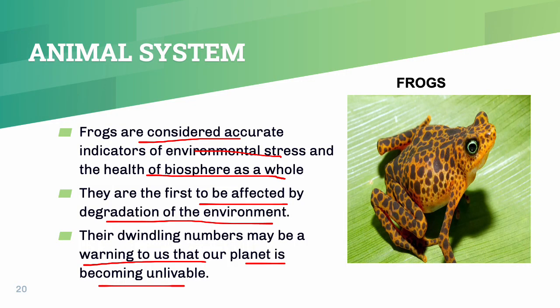Also, we have here frogs. Frogs are considered an accurate indicator of environmental stress and health of the biosphere as a whole. So they are the first to be affected by degradation of the environment. So their dwindling numbers may be a warning to us that our planet is becoming unlivable. So ibig sabihin kapag nawawala na yung frog, of course, kapag nade-degrade or nade-decline na yung numbers ng frog, maaaring sinasabi nito na ang ating place could not be livable for the next generation. Okay?